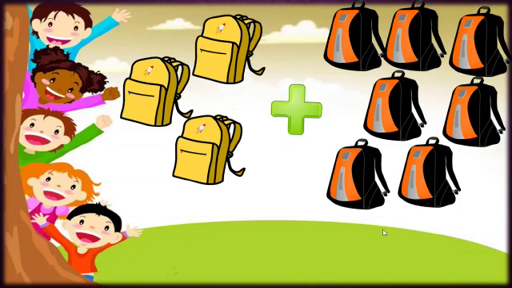In this example you can see there are some school bags here. Count it with me. 1, 2, 3 plus 1, 2, 3, 4, 5, 6, 7. That means we have 3 and we count next from 3. 4, 5, 6, 7, 8, 9, 10. That means 3 plus 7 is equal to 10.